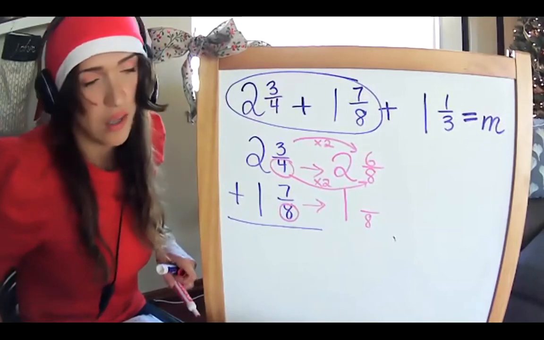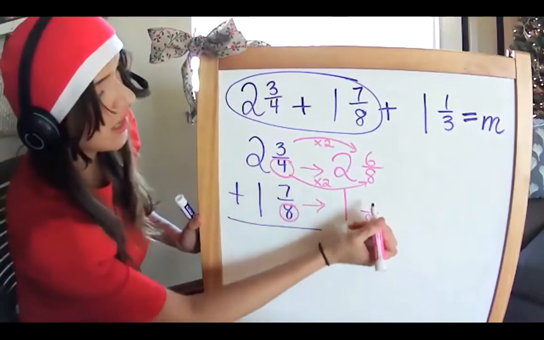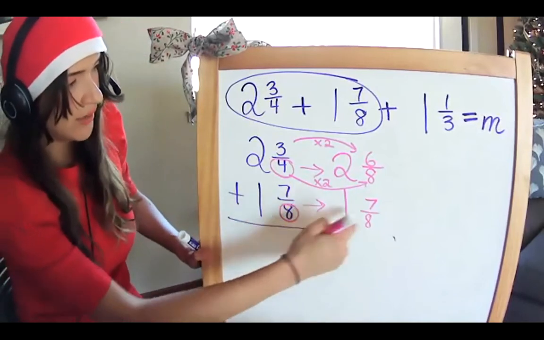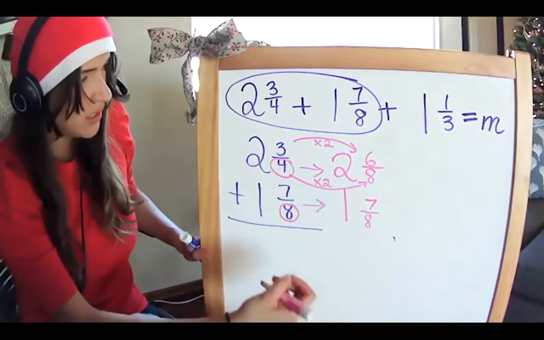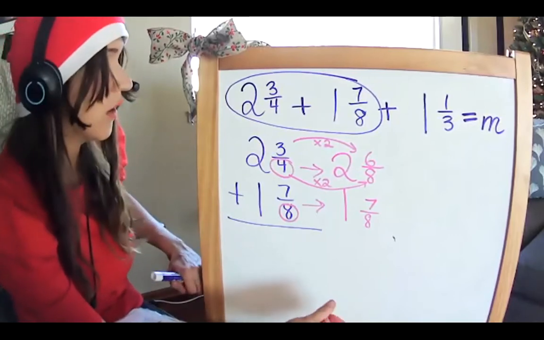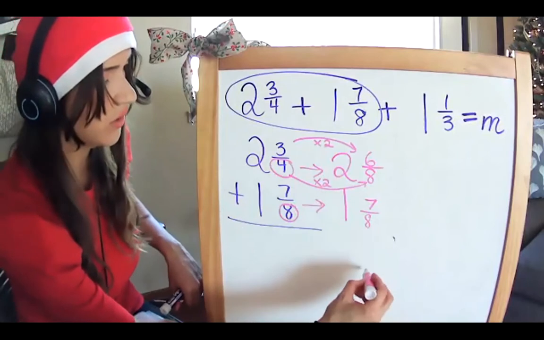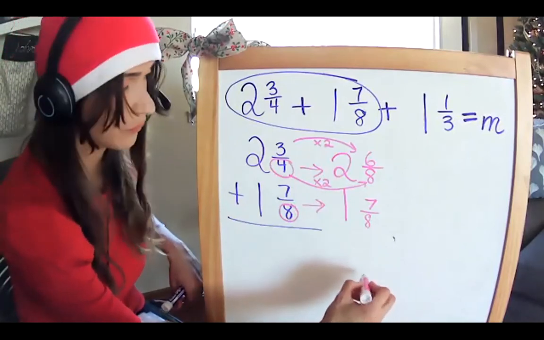All right. 5th grader, 7/8 does not have to be renamed, only rewritten, because 7/8 is the same as 7/8. No need to do any kind of renaming there. All right, let's add our fractions first. 6/8 plus 7/8 equals 13.